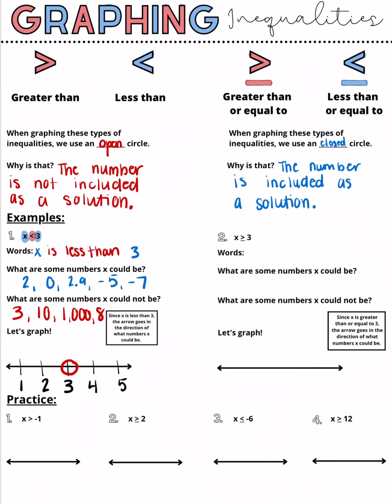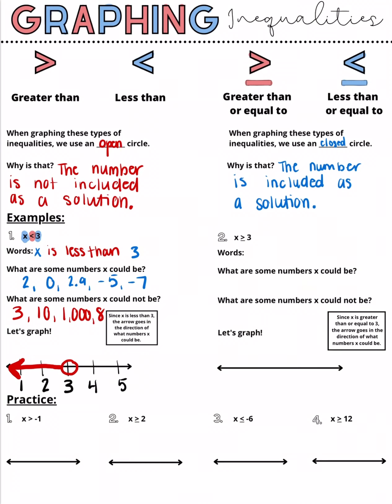But the numbers that x could be, 2, 0, 2.9, negative 5, they're all this way, right? So what we're going to do is graph the arrow, the direction that x could be, the numbers that x can be. X can be 2 or 1 or negative 3, 0. So you're going to go to the left because all the numbers that are less than 3 are to the left of 3. Okay, and so now let's go to the second one.